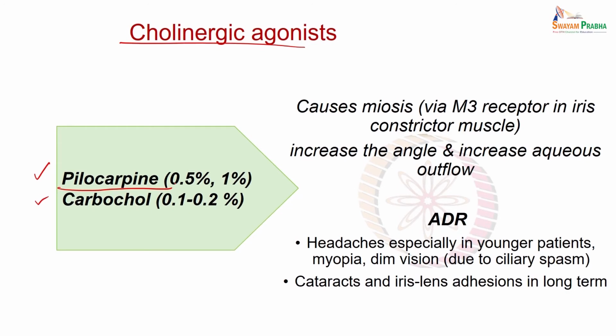Pilocarpine causes meiosis, and this acts through the M3 receptor on the iris sphincter muscles, increasing the angle and increasing aqueous outflow. The cholinergic agonists have adverse drug reactions of causing headache, especially in young patients, and myopia, and because of myopia there is dim vision, which is primarily because of ciliary spasm. It has also been seen that the incidence of cataract formation is higher.